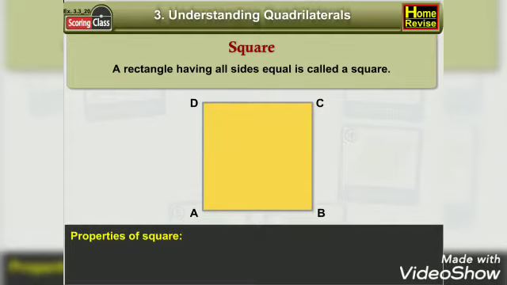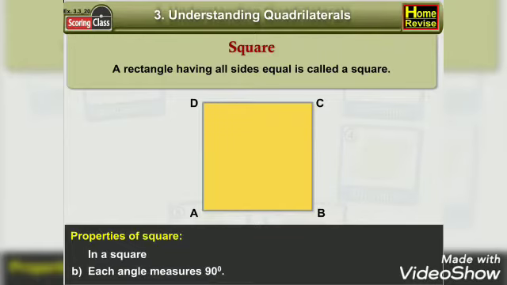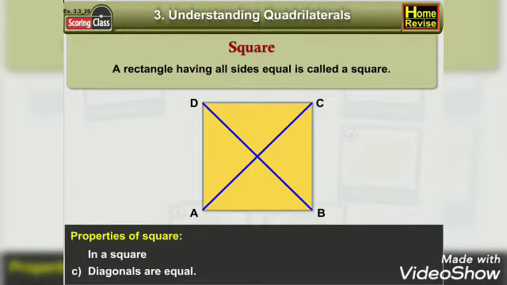Properties of a square. In a square, A. All sides are equal. B. Each angle measures 90 degrees. C. Diagonals are equal. D. Diagonals bisect each other. And E. Diagonals intersect at right angles.